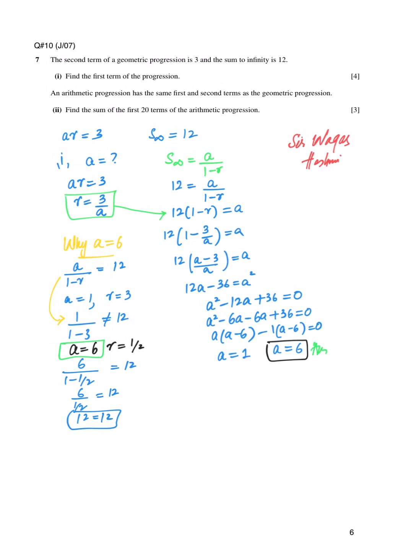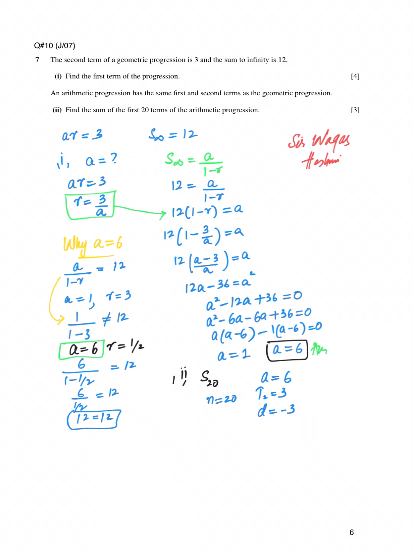Alright. After that, it says that an arithmetic progression has the same first and second term as the geometric progression. Find the sum of the first 20 terms of the arithmetic progression. So we are looking for S20, right? The first term we have is 6, and the second term is equal to 3. Alright, T2 equals 3. The difference we have now is negative 3, and the value of n we have is 20.